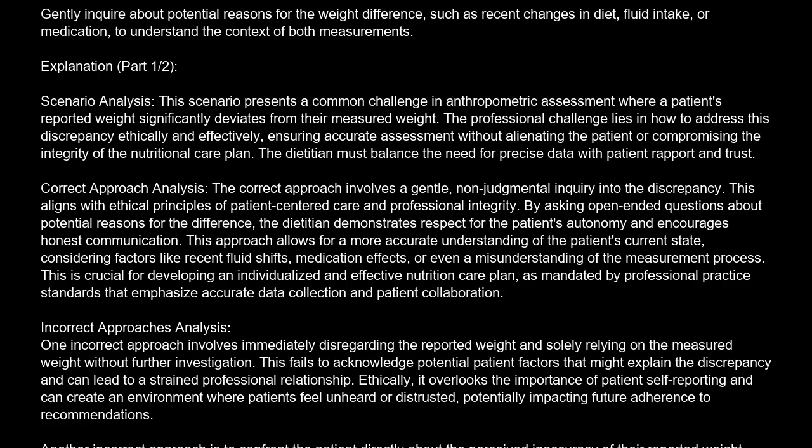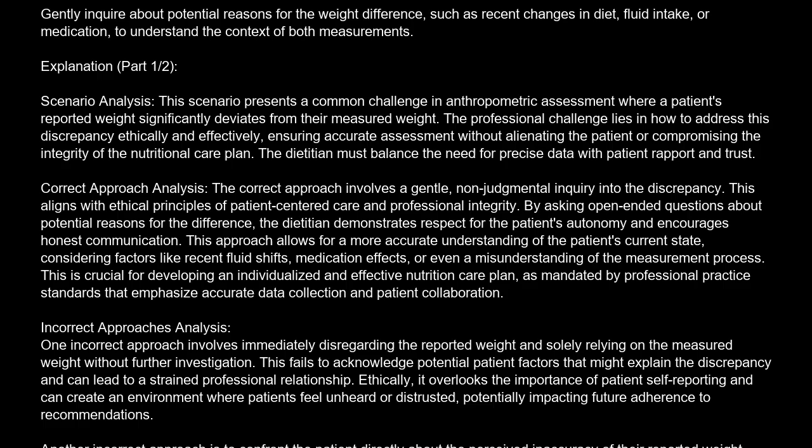Explanation. Scenario analysis. This scenario presents a common challenge in anthropometric assessment where a patient's reported weight significantly deviates from their measured weight. The professional challenge lies in how to address this discrepancy ethically and effectively, ensuring accurate assessment without alienating the patient or compromising the integrity of the nutritional care plan. The dietitian must balance the need for precise data with patient rapport and trust.